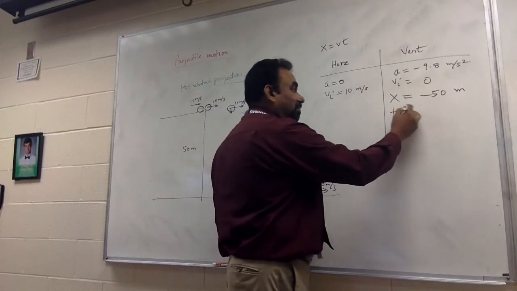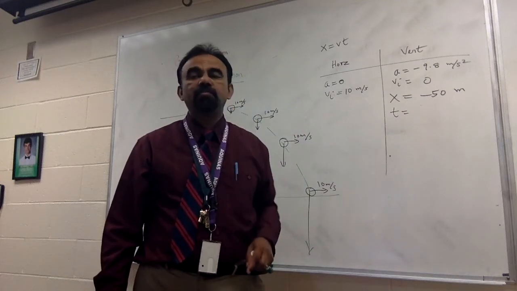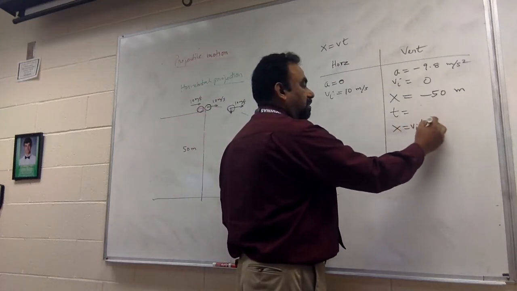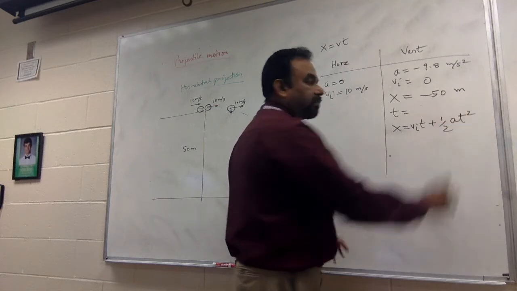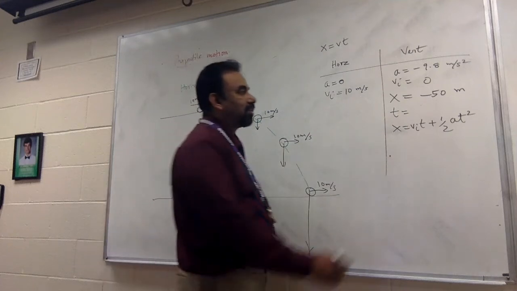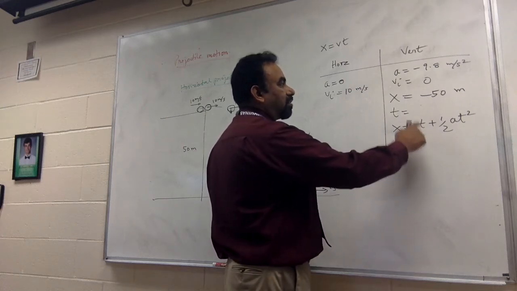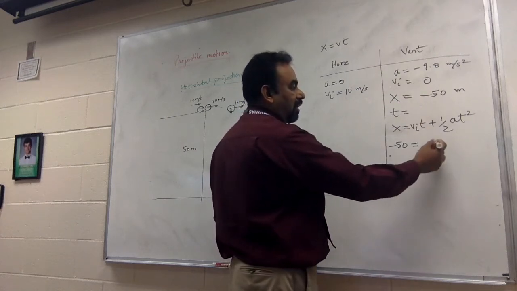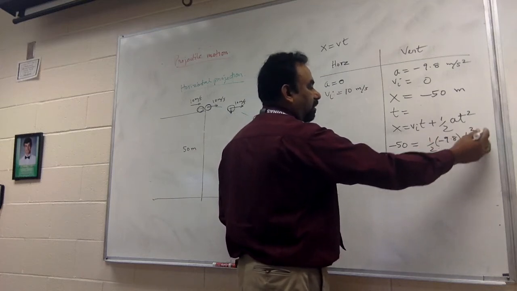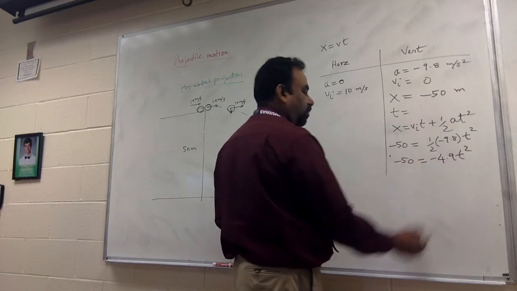Can you find the time? How do you find the time? You need one equation. Which equation are you going to use? X is equal to VIT plus half A T squared. Yeah, this is the equation that will help you because there's no final velocity. So I'm going to substitute minus 50 is equal to initial velocity is 0, so that part is gone. And then you have half of negative 9.8 times t squared. So it's negative 50 is equal to negative 4.9 t squared.